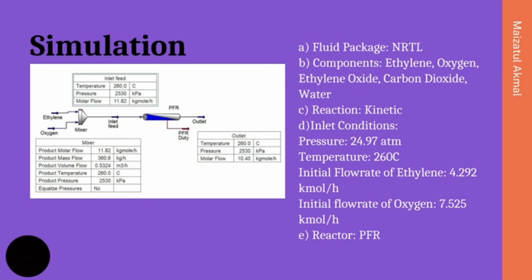We use the fluid package and RTL, where the components are ethylene, oxygen, ethylene oxide, carbon dioxide, and water. We use the kinetic reaction, and the inlet conditions are 24.97 atm pressure and 260 degrees Celsius temperature, with an initial flow rate of ethylene of 4.292 kmol per hour and an initial flow rate of oxygen of 7.525 kmol per hour, where we use the PFR reactor.